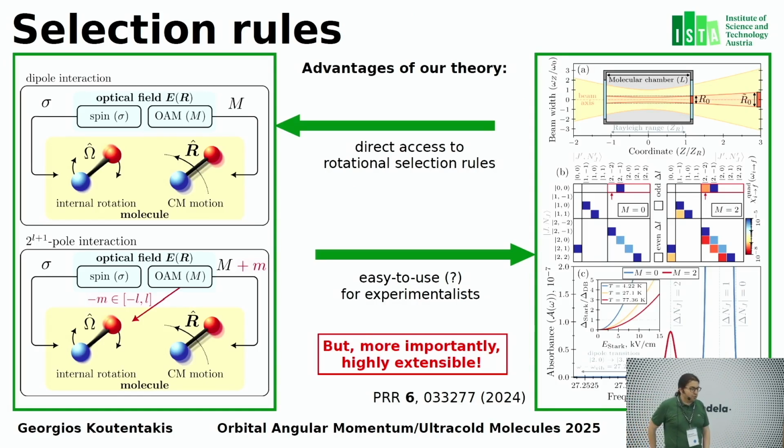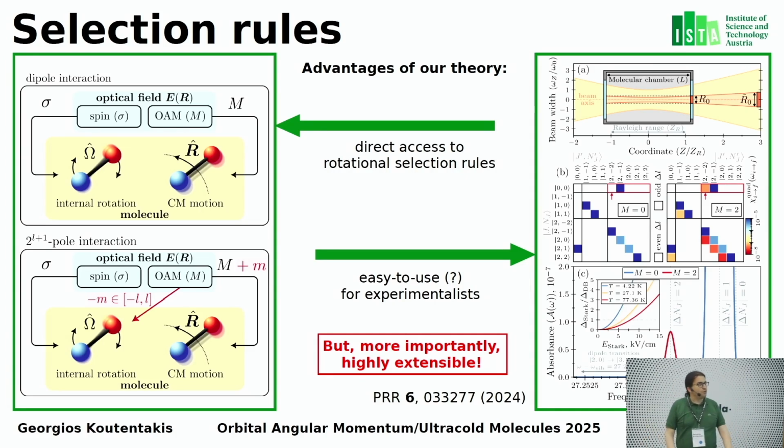So with this, we are able to characterize the selection rules. First I start with something that is maybe not very promising. When we go to the dipole approximation, what we see is that the spin of the light, corresponding to its polarization, is what is transferred to the internal rotation. And what the orbital angular momentum does is just force the molecules to orbit the beam.